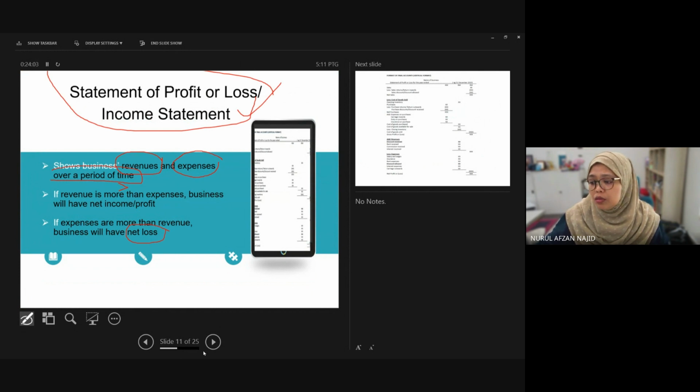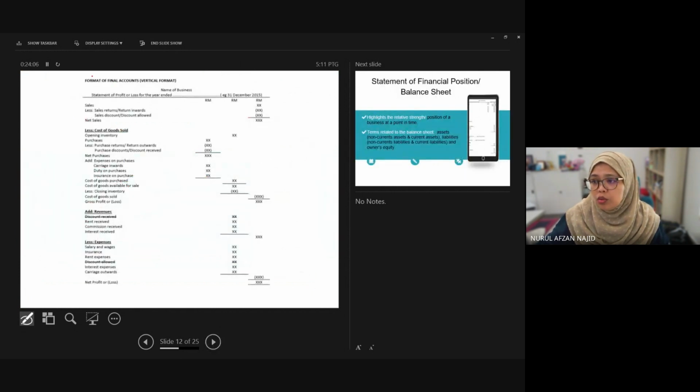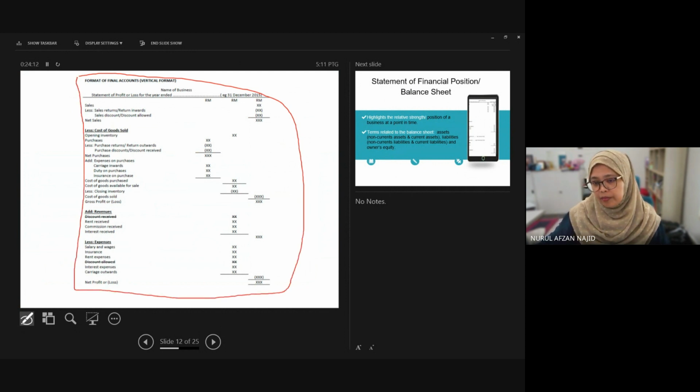Okay, so yang ni contoh, format. Yang ni you kena hafal tau format ni. You need to memorize the format. But no worry, kalau you buat exercise dengan madam and so on, automatically dia akan hafal dengan sendirinya lah. Macam tu.